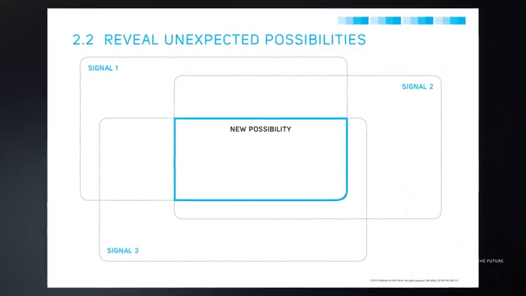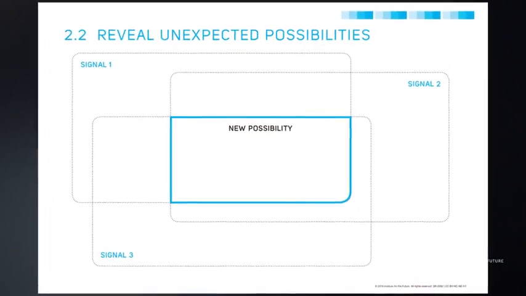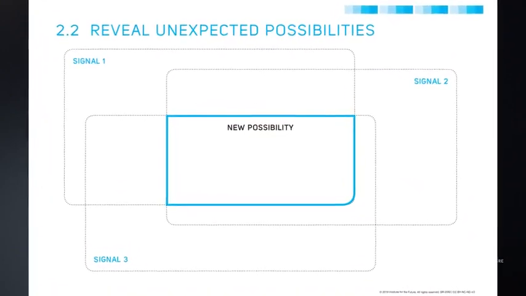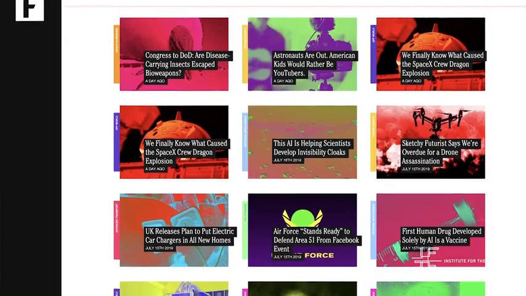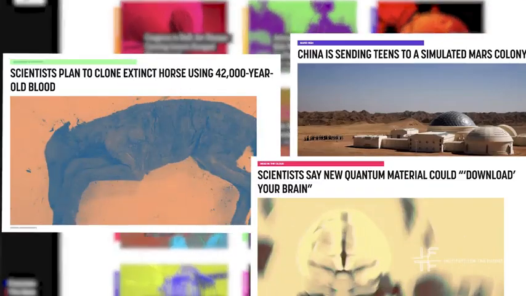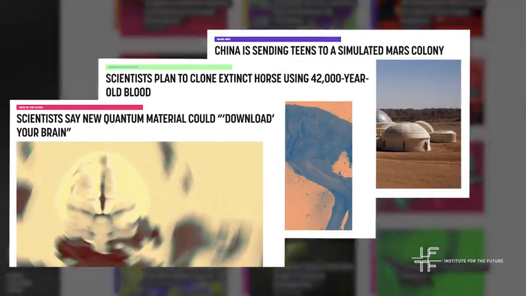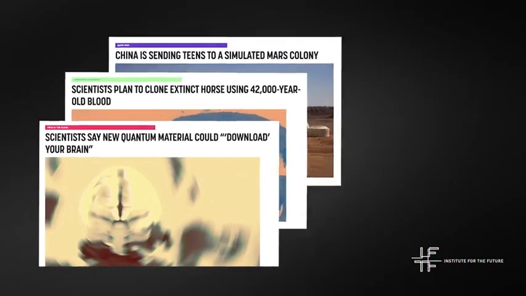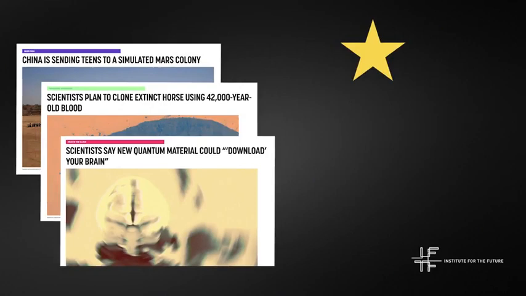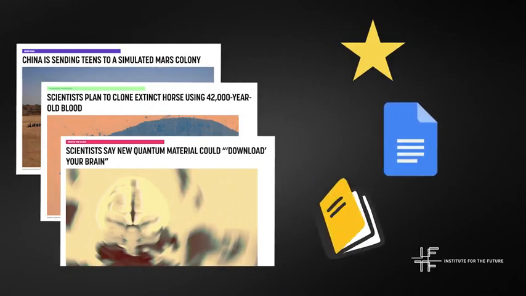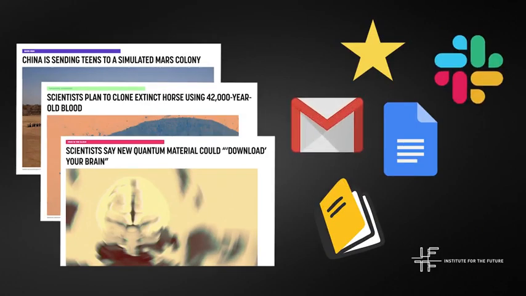Are you ready to reveal unexpected possibilities? Here's what to do. First, pick three random signals. Hopefully you've started collecting signals as part of your daily futures thinking habit. Maybe you're bookmarking them in your internet browser, or keeping them in a Google Doc, or writing them down in a notebook, or sharing them in a Slack channel, or emailing links to yourself with the word signal in the subject so you can find them easily later.